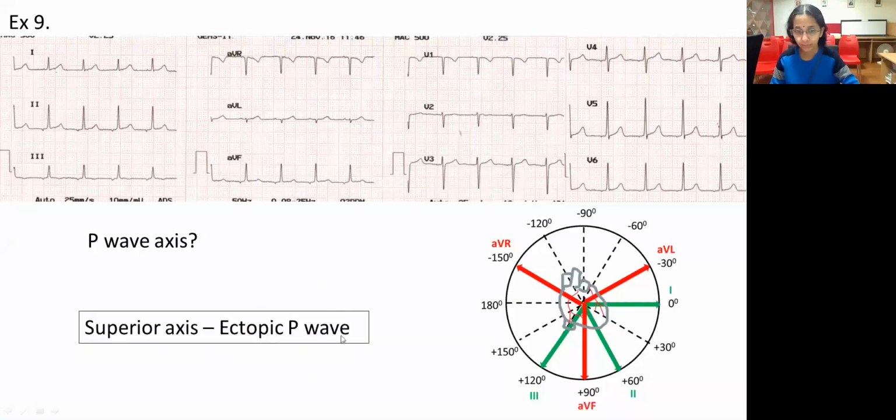So the axis of the P wave is superior, and this can commonly happen if your P wave starts from the lower part of the atria. So it's a superior axis in the left upper quadrant, left axis deviation.